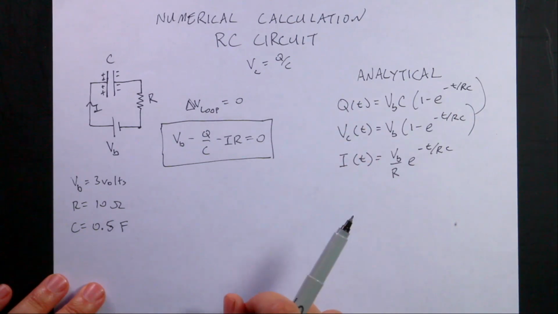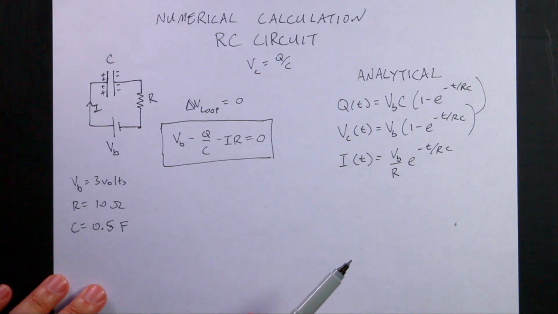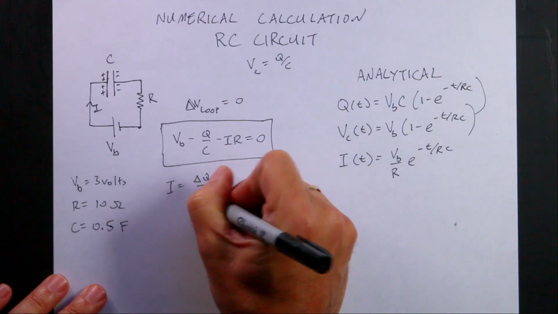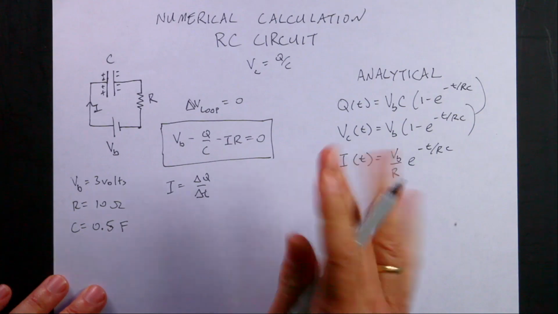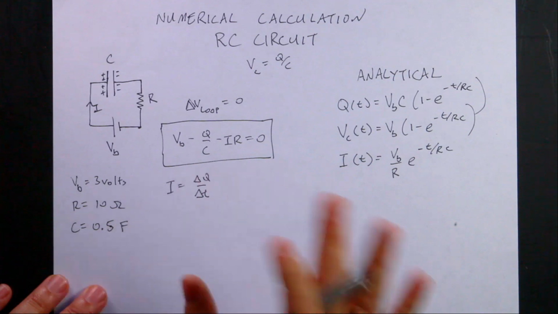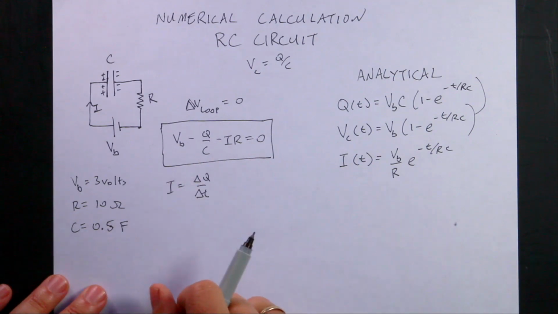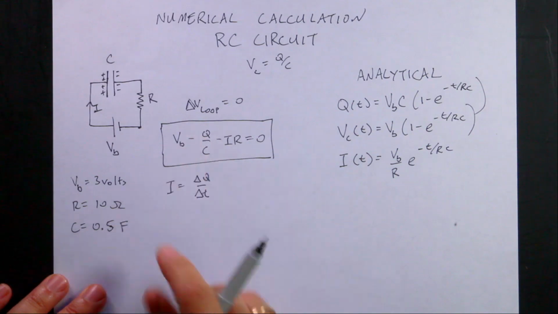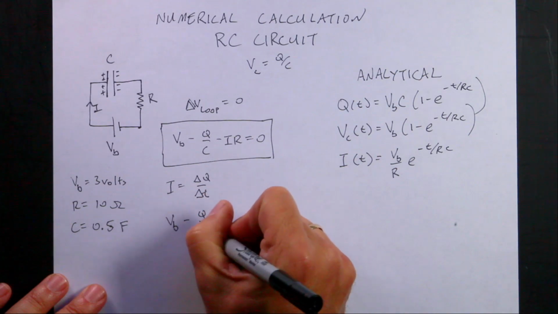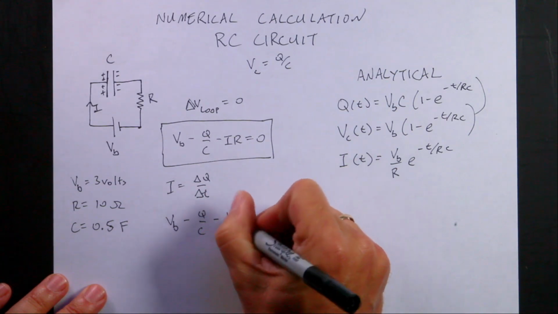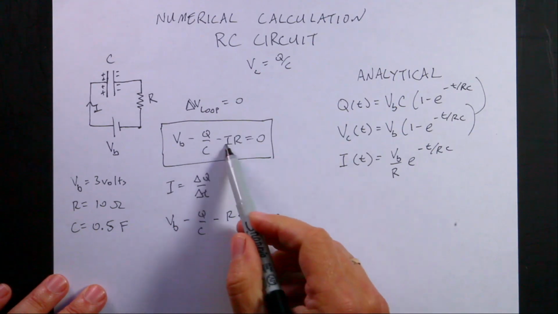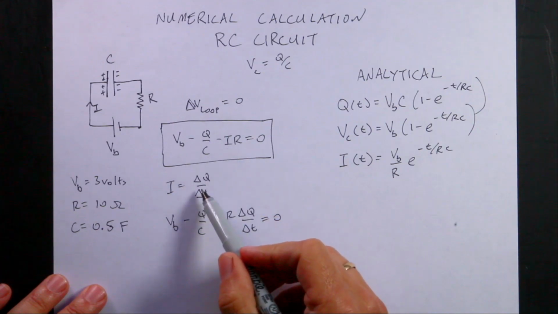And we're going to do this in a different way. The very first thing we're going to do is start with the definition of current. I is delta Q over delta T. It's the rate of change of charge. Now, in that version, I took this as a derivative, but here we're just going to use it as a finite difference, delta Q over delta T. Let's put that into that equation up there. So I get VB minus Q over C minus R times delta Q over delta T equals 0. All I did was take the expression for I and replace it with delta Q over delta T.